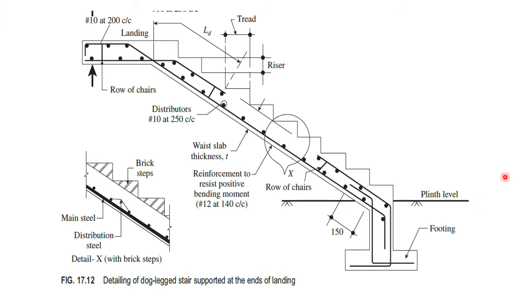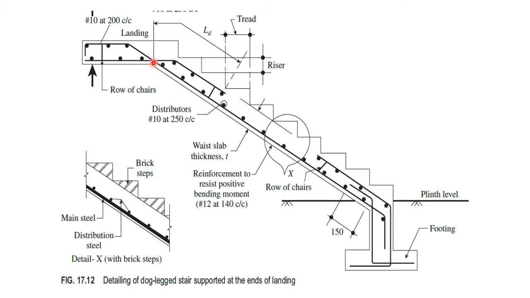Now this diagram will clearly indicate the reinforcement detailing of the RCC staircase. First we will see the reinforcement detailing of the waist slab. If this is the total thickness of the waist slab, at the bottom of the waist slab we are going to provide the main steel reinforcement. That is, from the beginning of the stair to the end of the stair we are going to provide the main steel reinforcement, and above this main steel reinforcement we are going to provide the distribution steel reinforcement.